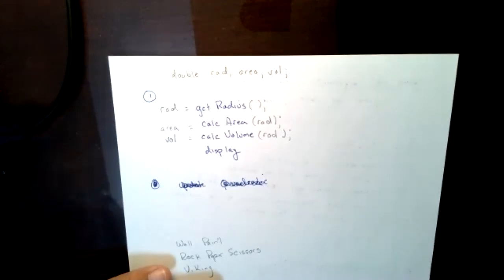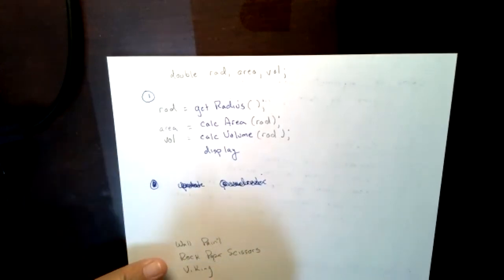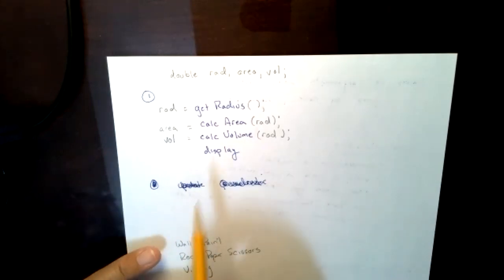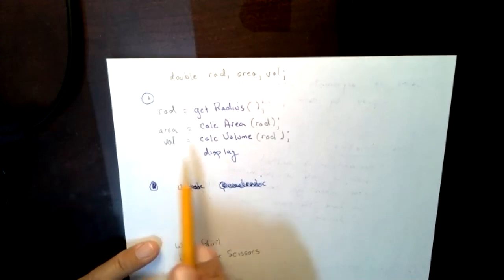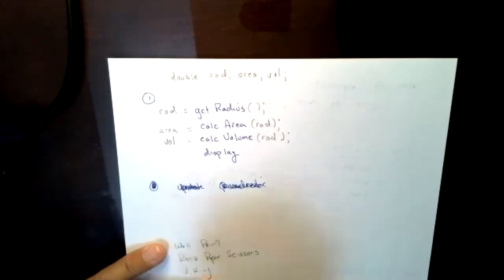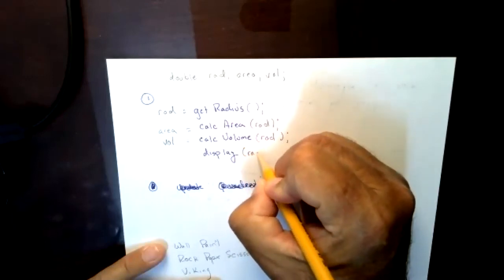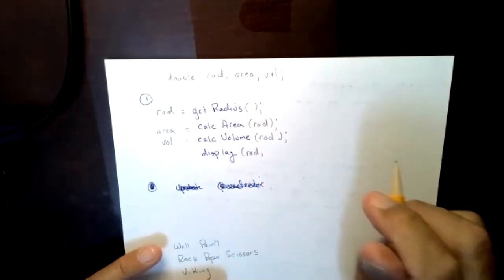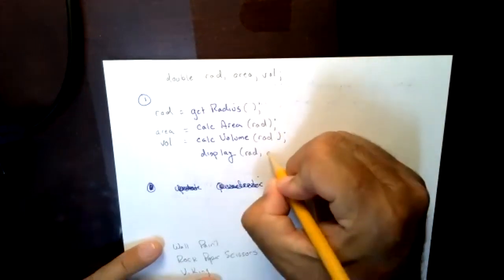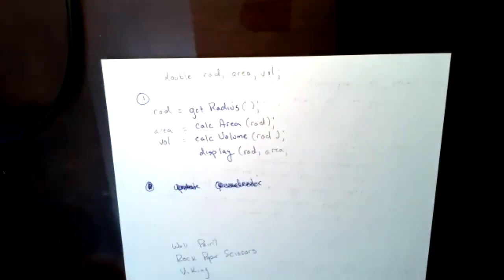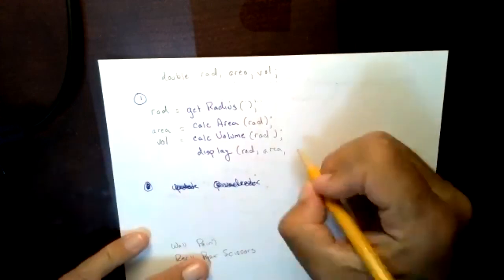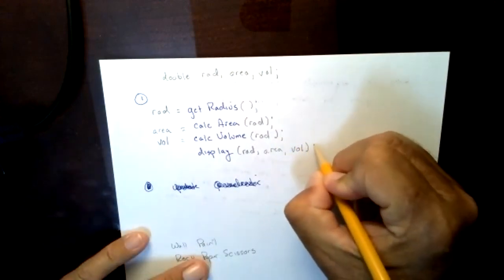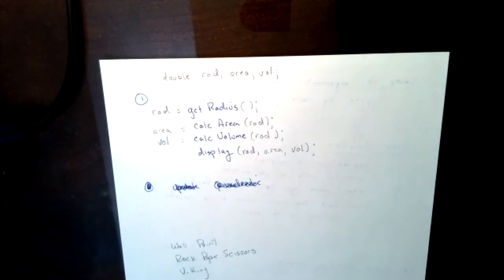Finally, I want to display everything. Will I be returning anything when I display? I heard a grunt, so I'll take that grunt as a no, okay? So I don't need something equals display. I just need display on a line by itself. And what am I going to pass in? Well, I'm going to pass in the rad so I can display here's the radius. I'm going to pass in area so I can display here is the area of the circle. And I'm also going to pass in vol so I can say here's the volume of the sphere.